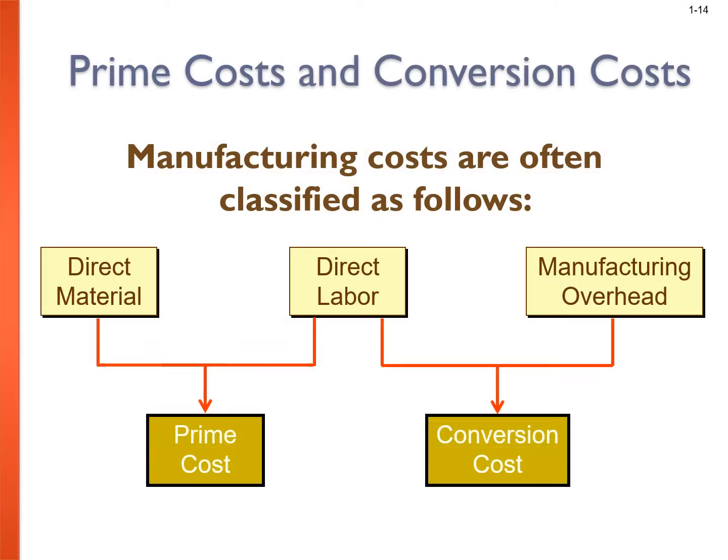Now, we could further break our costs down into two more categories. In the manufacturing process, we'll have what's called prime costs and conversion costs. So you want to be familiar with these. Prime costs are your direct materials plus your direct labor. Conversion costs are your direct labor plus your manufacturing overhead.